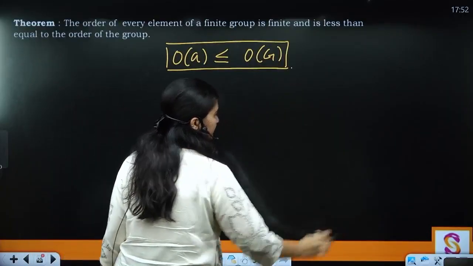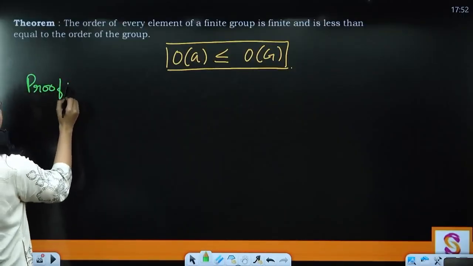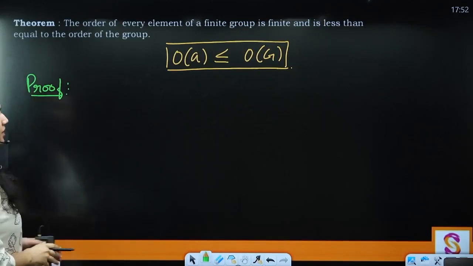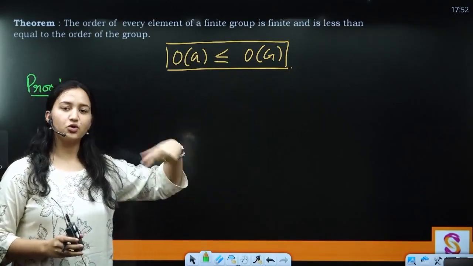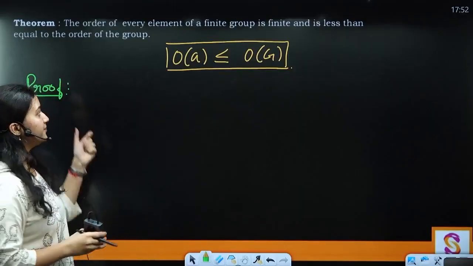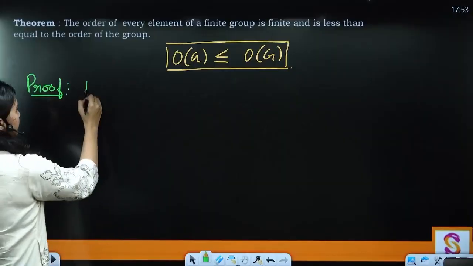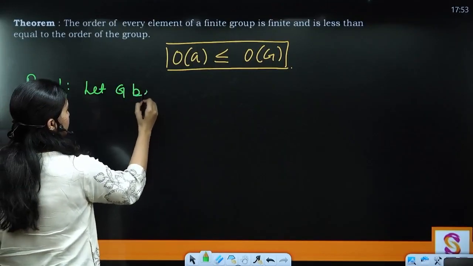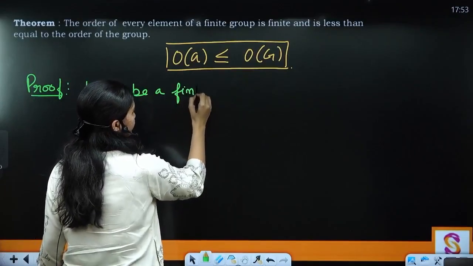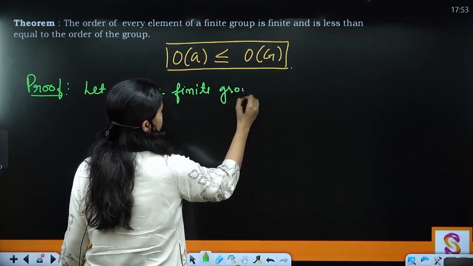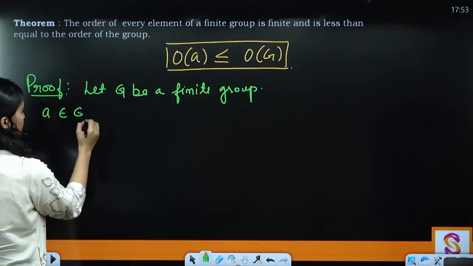The proof is pretty simple. We will go with basic concepts first. Before proving that order of A is less than or equal to order of G, we are supposed to prove that order of A is going to be finite, right? Chalo, let G be a group, a finite group, right? And A belongs to G.